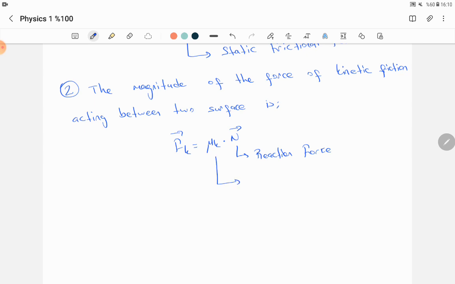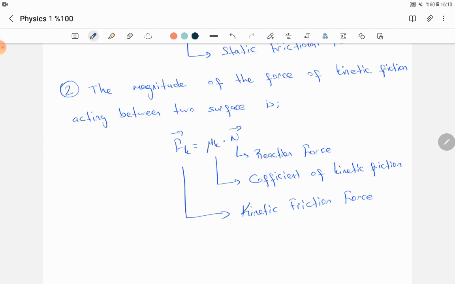And the meaning of coefficient of kinetic friction, and the meaning of kinetic friction force.